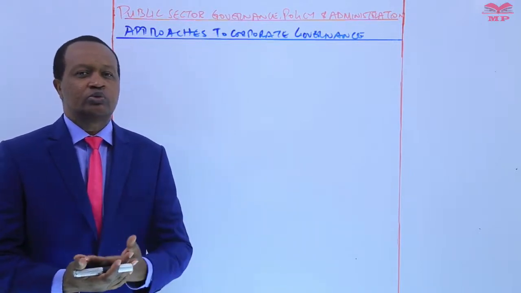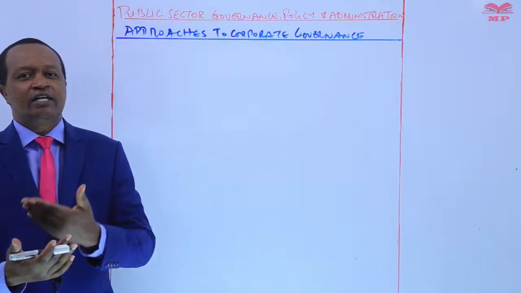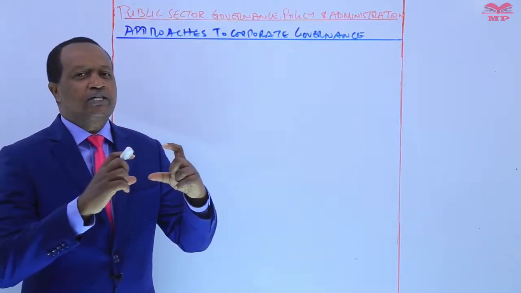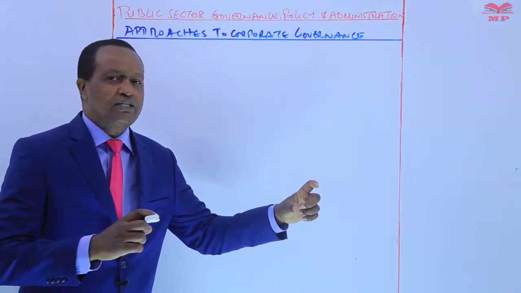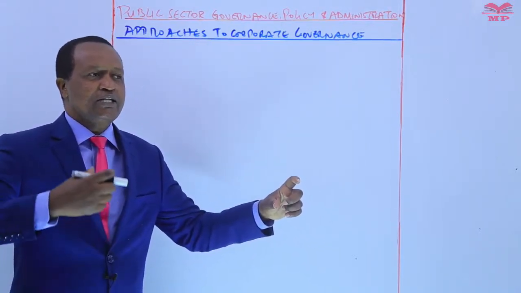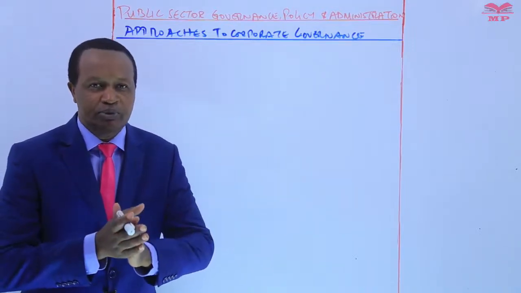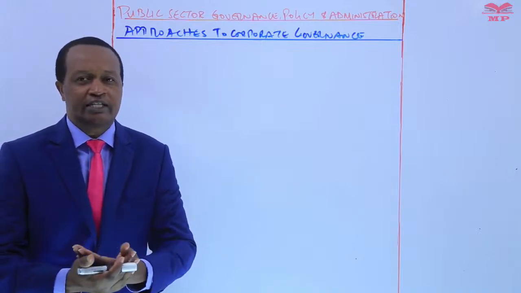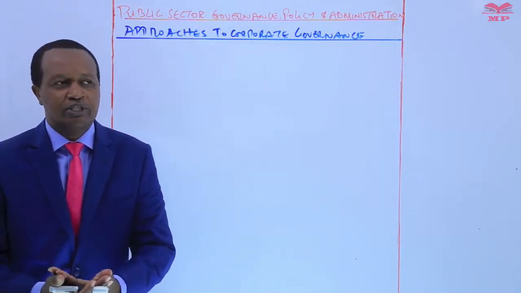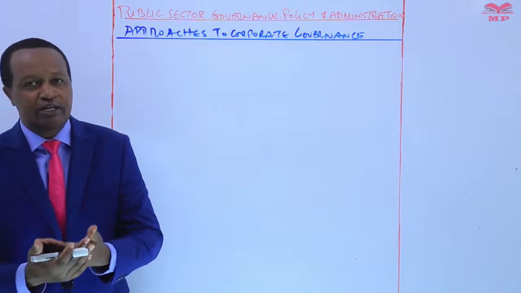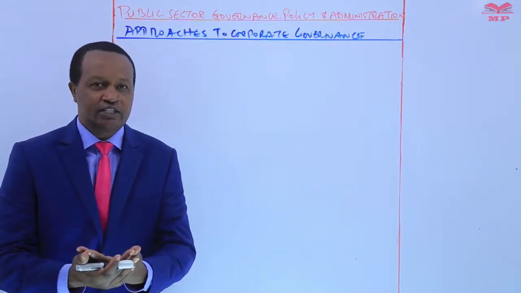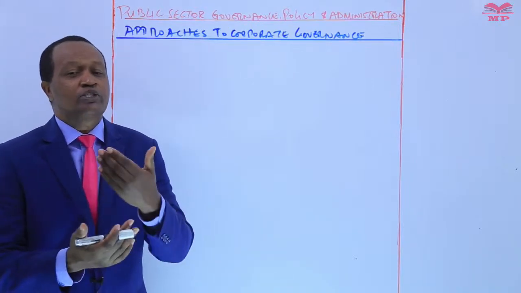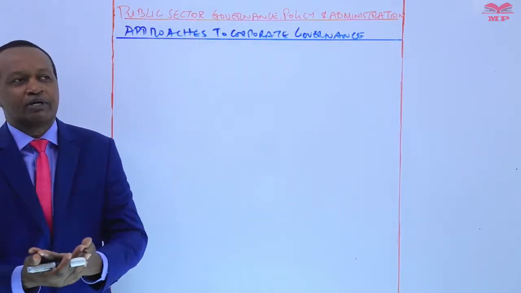So we are defining corporate governance in the public sector as the systems, the processes, and principles by which public organizations are directed, controlled, and held accountable. And the aim is to ensure that public resources are managed effectively and efficiently to achieve public policy objectives and to serve the public interest.